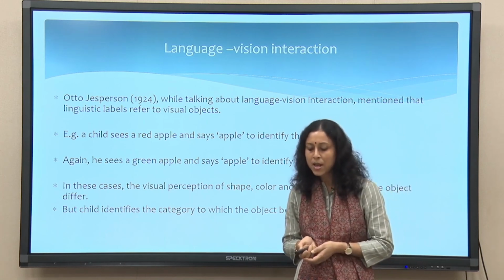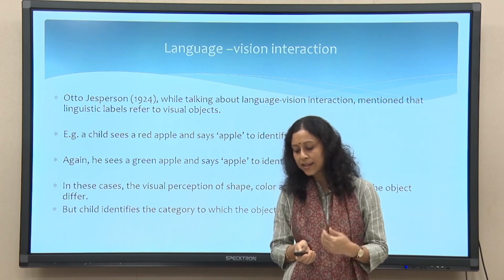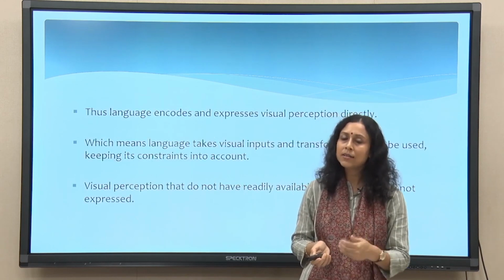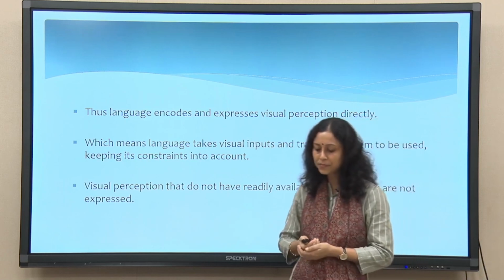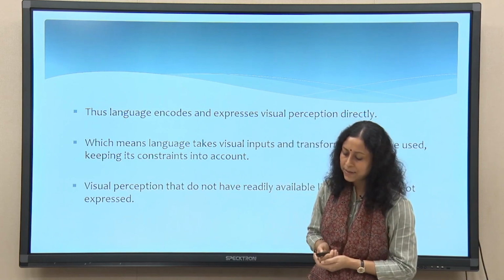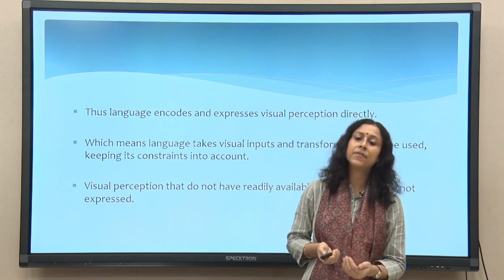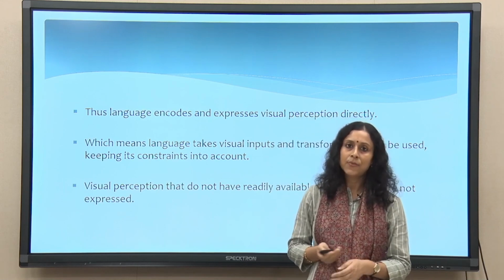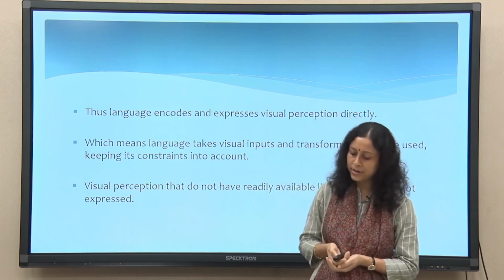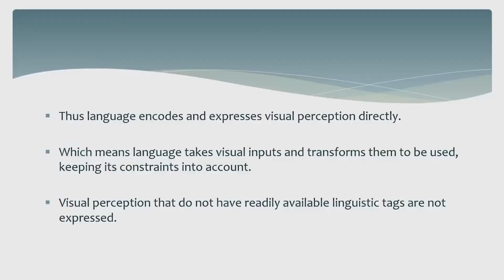Otto Jespersen was one of the first to talk about it. So, he says the child identifies the category to which the object belongs. All the other complexities are for the time being maintained, but not used at the overt level. Thus, language encodes and expresses visual perception directly. In fact, this is where a lot of cultural differences also occur, which we have already seen, which means that language takes the visual inputs and transforms them to be used, keeping its constraints into account. Constraints as in the other features: the green apple can be eaten in a particular way, the red apple can be eaten in a different way, and so on. All those things are also there. However, the labeling depending on the categorization is how it works.